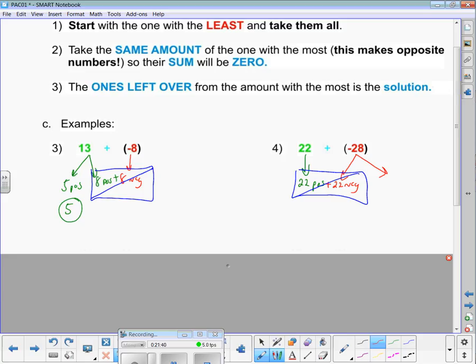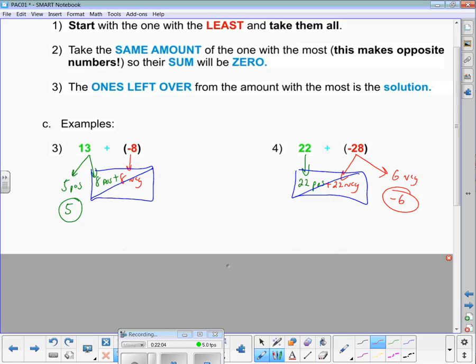So the point is, all you got to do is worry about if you use 22 of them, how many's left? And the answer is 6. We use 22 of those 28. There's 6 left, and therefore our answer is negative 6. At the end, all you're looking at is how many's left of the one with the most. Notice every time our sign is the sign of the one with the most.